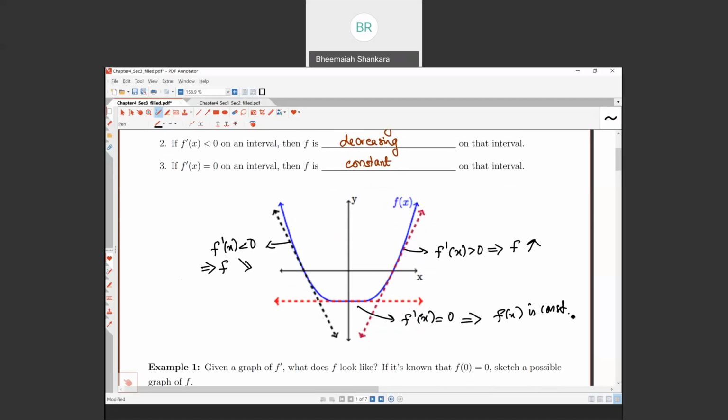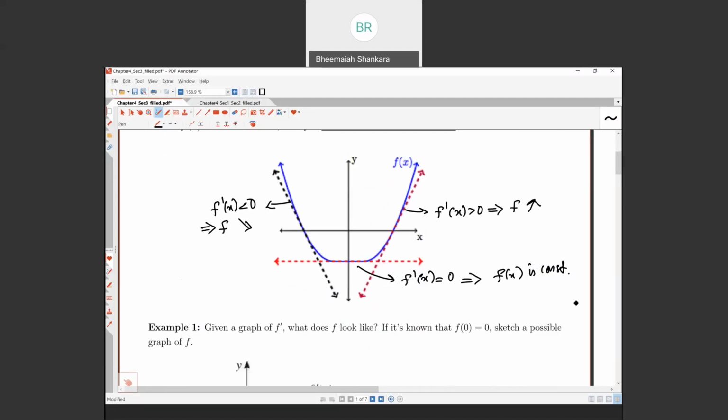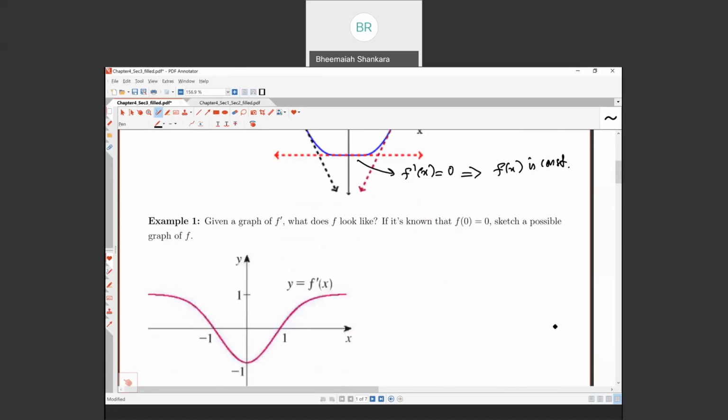In the next example, you're given a graph of f prime and you want to see how the function graph looks. It's also known that the function value at 0 is 0. So you want to sketch a possible graph of function f, where you're given an f prime graph. So read your f prime graph carefully.